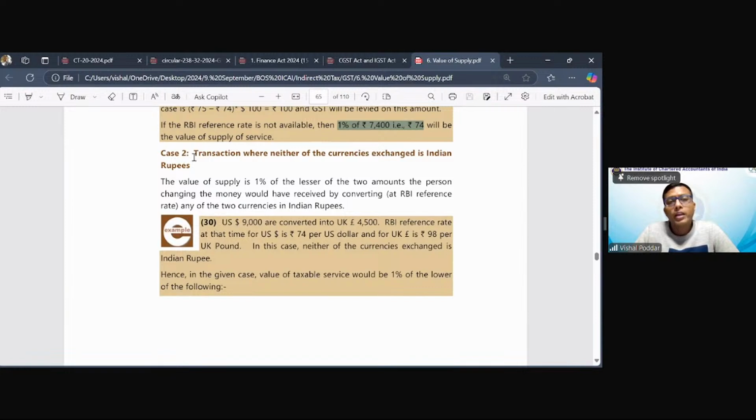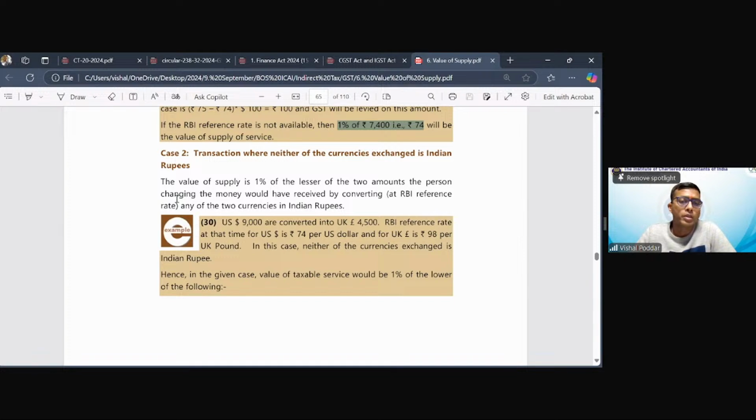Now, the second scenario is where neither of the currencies exchanged is rupees. Let us say you are giving me $1 lakh and in return you want from me the Chinese yuan. Against $1 lakh, I am paying you, let us say, 70,000 Chinese yuan. Now in this case, on both sides, Indian currency is not there. Both the currencies being exchanged are not Indian. Then what will you do? The value is 1% of the lower of the two amounts.